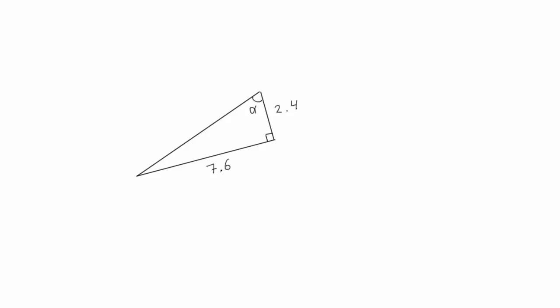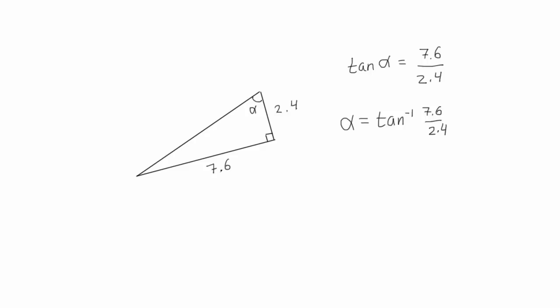Okay, another example. We've got a triangle where we know 2 of the sides. We'd like to know the angle alpha. In this case, the trigonometric ratio that we can make, it's the tangent. The tangent of alpha is equal to the opposite side, 7.6, divided by the adjacent side, 2.4. So this time we need the inverse tangent. So alpha is equal to the inverse tangent of this ratio here, so of 7.6 divided by 2.4.